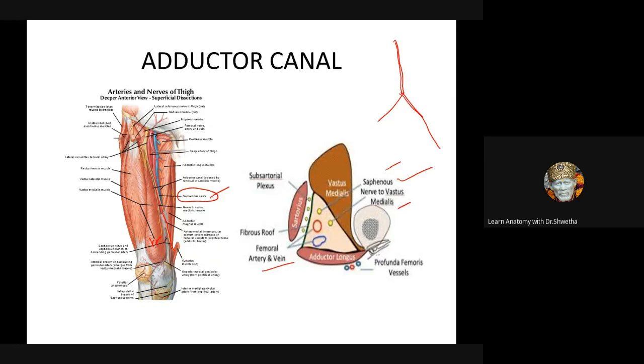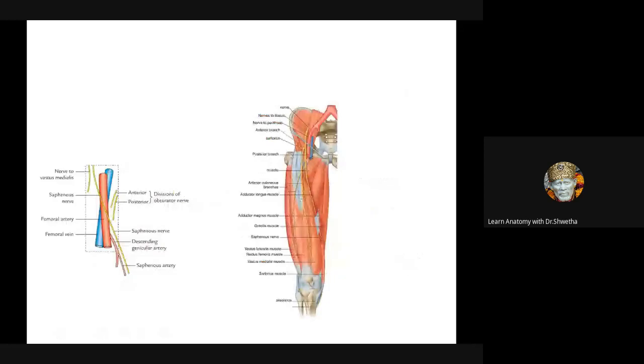This is an MCQ question. There is something called the subsartorial plexus. One nerve you already know by now. What forms the subsartorial plexus? Obturator nerve. Remember, obturator nerve via the subsartorial plexus. It supplies which component of the thigh? Lower medial aspect of the thigh. So, the obturator nerve's anterior division will form the subsartorial plexus along with the saphenous nerve and the medial cutaneous branch of femoral nerve. This is not asked so far, so you need not worry. So this is about the adductor canal.